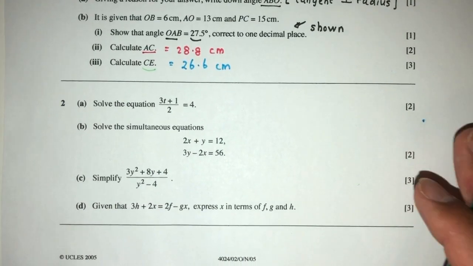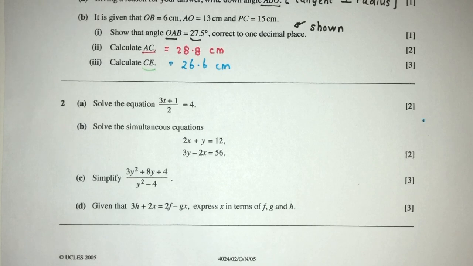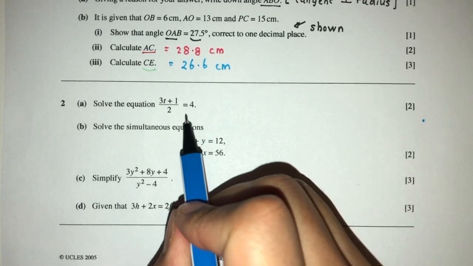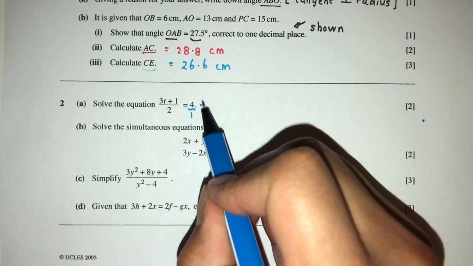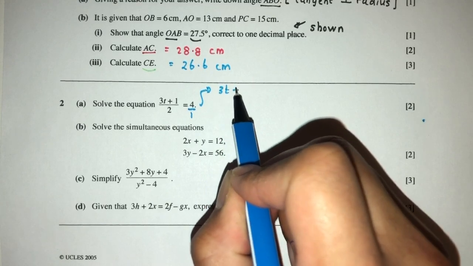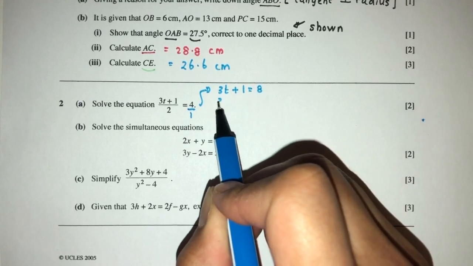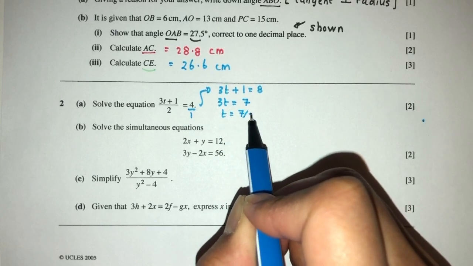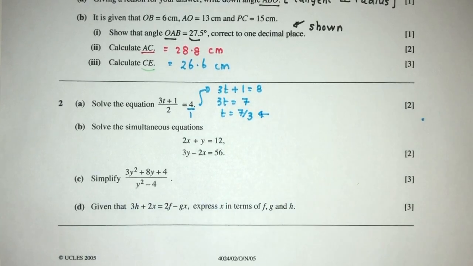Now let's move on to question number 2. So what do we have here? Here we have to solve the equation. Solving means to find the value of t, the unknown. First step is to cross multiply. You will have 3t plus 1 has to be 8. So 3t has to be 7. t has to be 7 over 3. This is your answer for part 1.